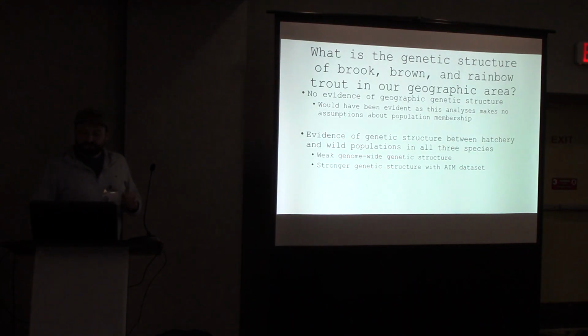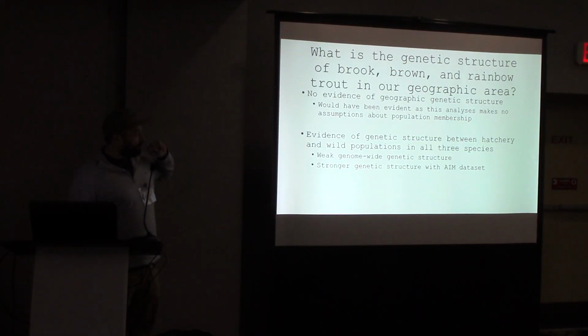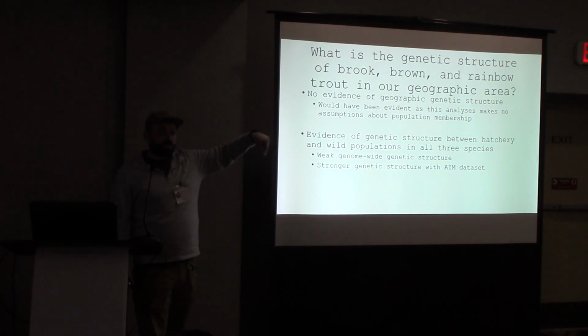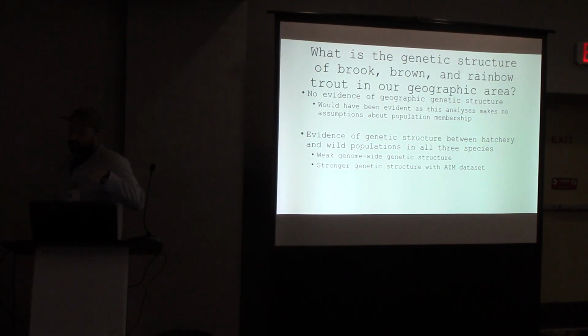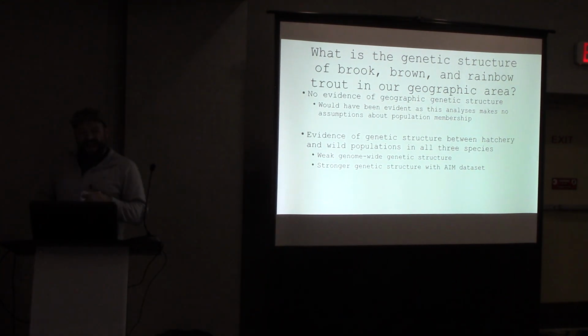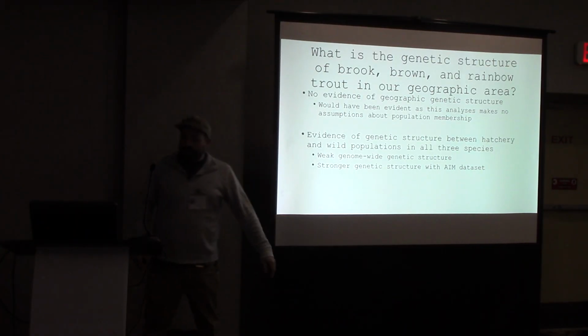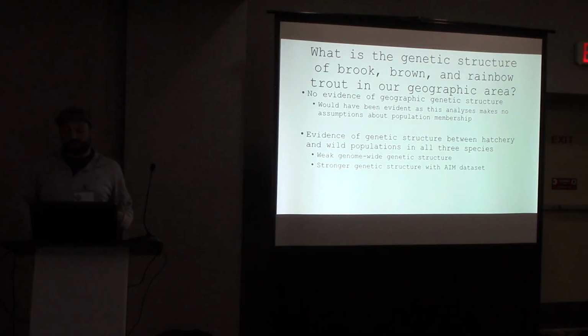All right, so we see no evidence of geographic genetic structure, right? All of the genetic structure is between wild and hatchery individuals, and we would have found that, we would have seen it because this analysis makes no assumption about population membership, right? It's agnostic to where those individuals come from. We do see weak genome-wide genetic structure for rainbow and brook trout, not necessarily the brown trout, but for all 3 species, we see strong genetic structure with the ancestry informative, that AIM data set.